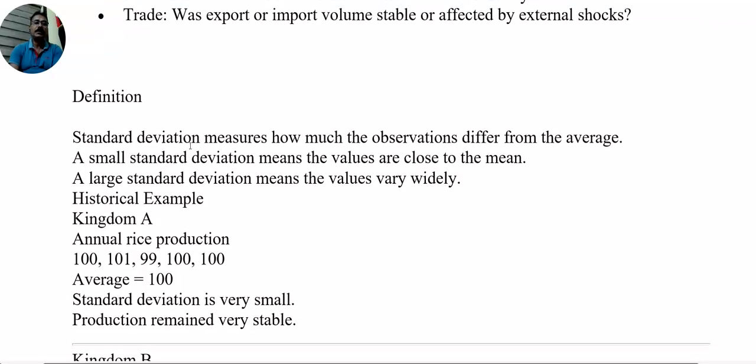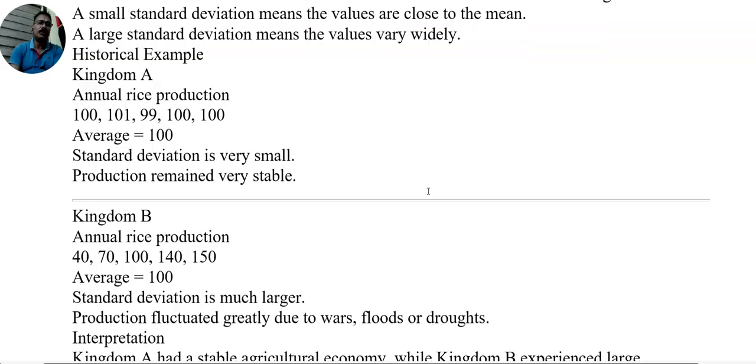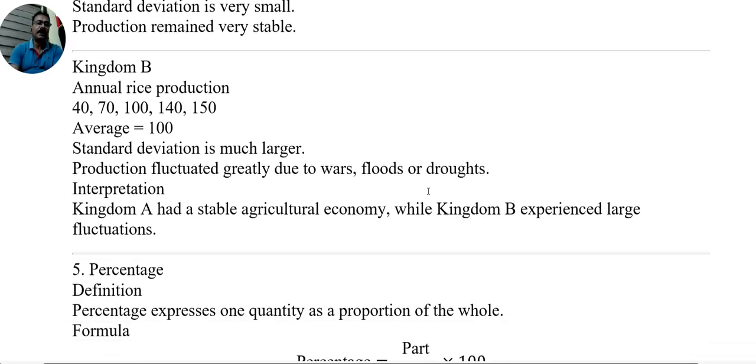Standard deviation measures how much the observations differ from the average. A small standard deviation means the values are close to the mean. A large standard deviation means the values vary widely, as already explained by taking kingdom A and kingdom B.